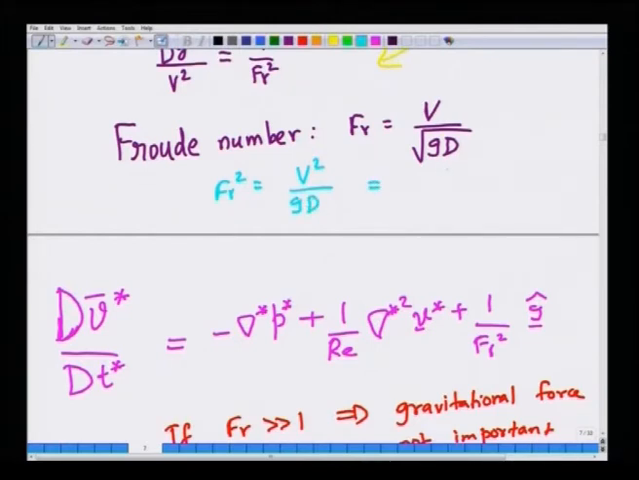This is nothing but, if you multiply and divide by rho, you have rho V squared by rho g d. This is a measure of inertial forces, and this is the measure of gravitational head. So, the Froude number is a ratio of inertial forces to gravity forces.